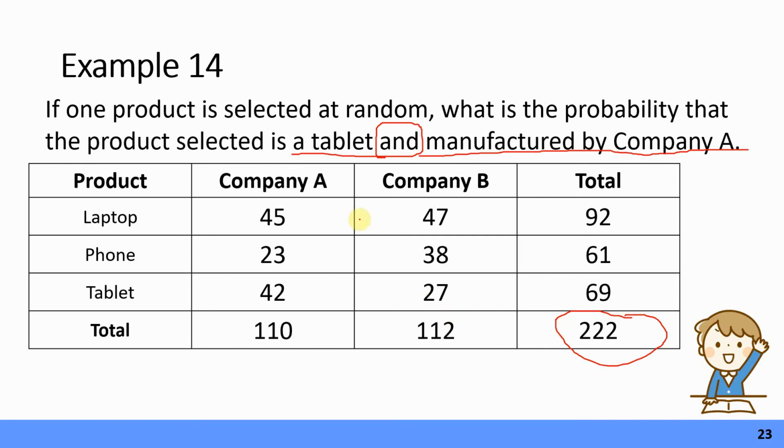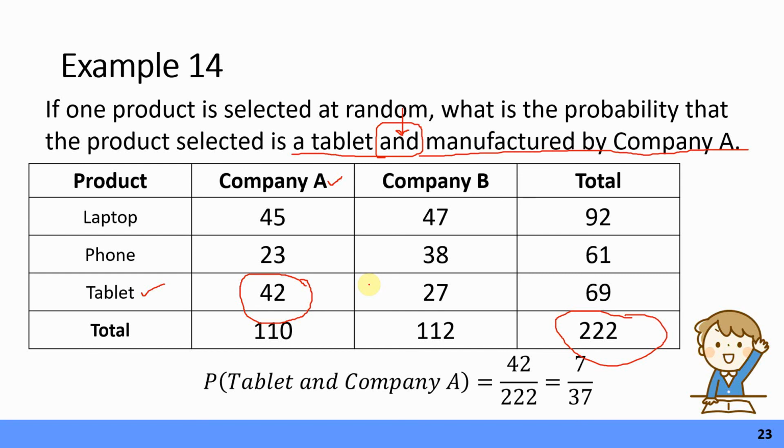So all you have to do, company A is right here, and tablets is right here. So that means that there's a total of 42 tablets that were manufactured by company A. Again, the word and means it has to fit both categories. It has to be a tablet and it has to be from company A. So my answer would be the 42. So again, probability, super simple, just 42 over 222. Simplify. Hopefully you can read it. 7 over 37 would be your final answer. Pretty simple.